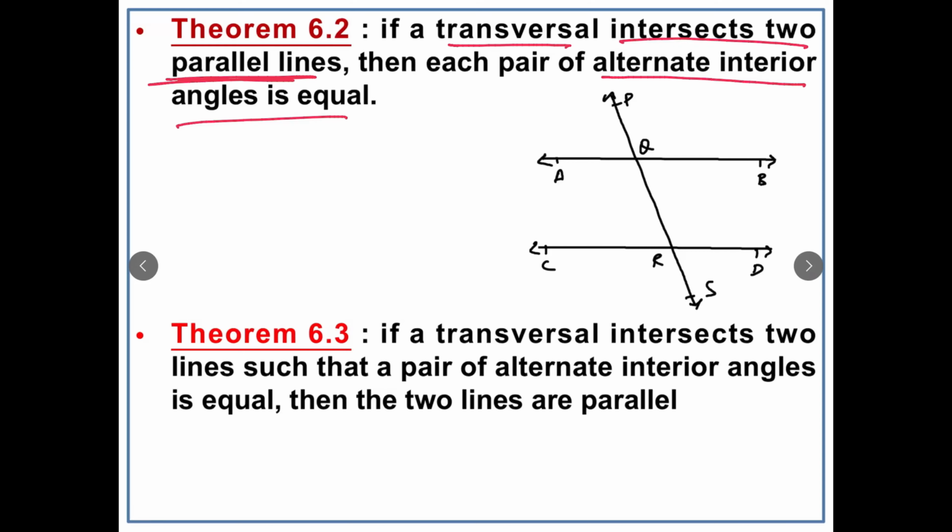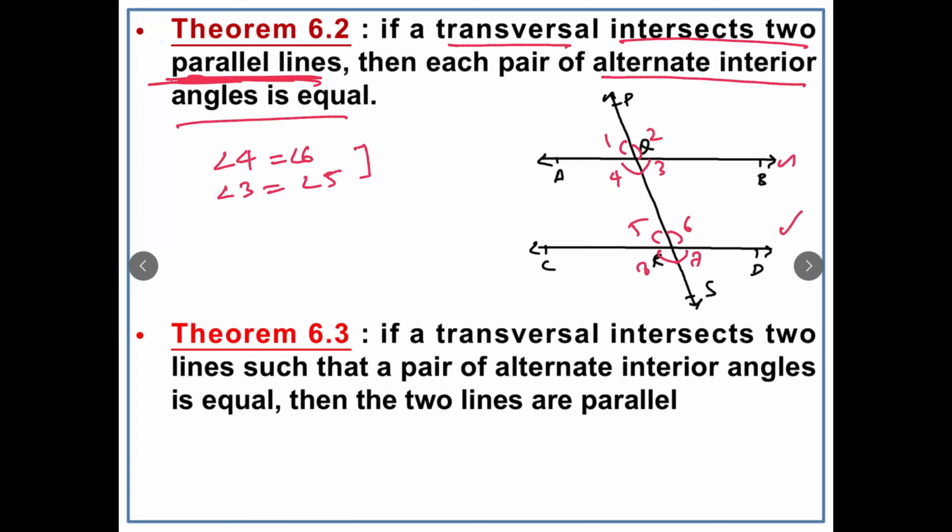The alternate interior angles are, we have angle 1, angle 2, angle 3, angle 4, angle 5, 6, 7 and 8. If a transversal intersects parallel lines, and these two lines are given as parallel, then angle 4 will be equal to angle 6 and angle 3 will be equal to angle 5. These are the two pairs of alternate interior angles when the lines are parallel.